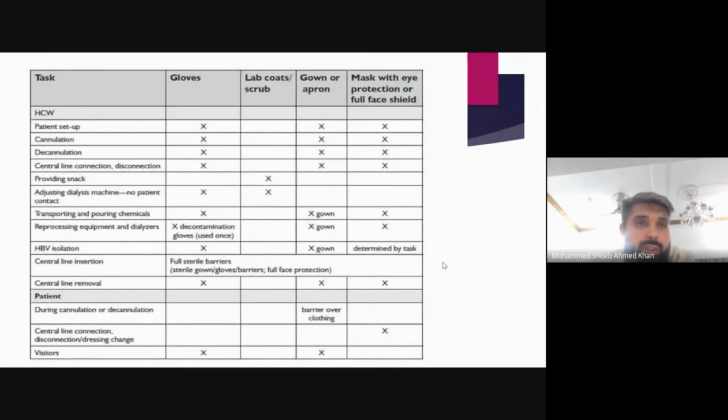So this is what we just discussed. This slide shows that gloves are required for all these things, and a gown or lab coat, and mask and eye protection. The more the better always.